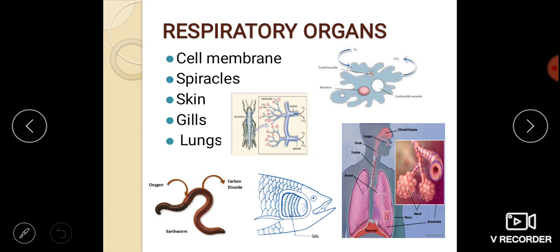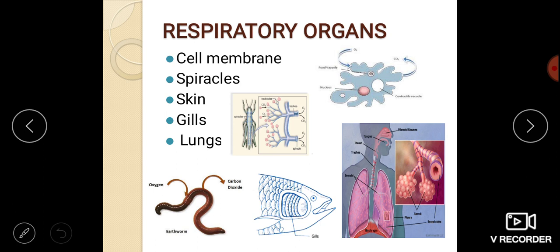Second come the insects. Here I have mentioned the spiracles. What are these spiracles? Insects have respiratory organs called spiracles. These spiracles are the holes, the pores, which are present in pairs, especially on its body segments. Each pore is known as a spiracle. So through the spiracle, the air enters inside the body.